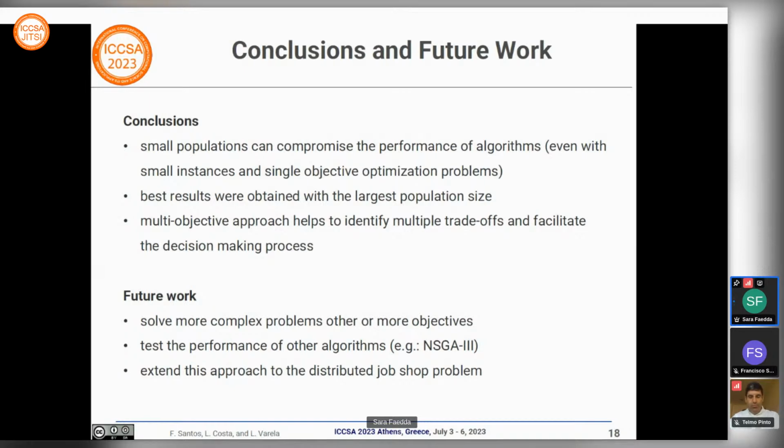As future work, we intend to solve more complex problems and test the performance of other algorithms. In particular, what we are doing now is to extend this approach to the distributed shops problem with several facilities, several factories. So this is the idea.